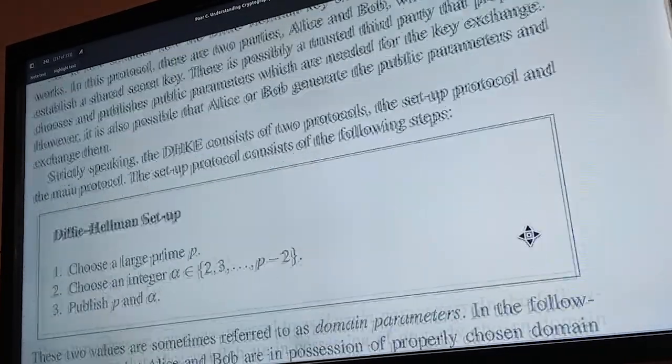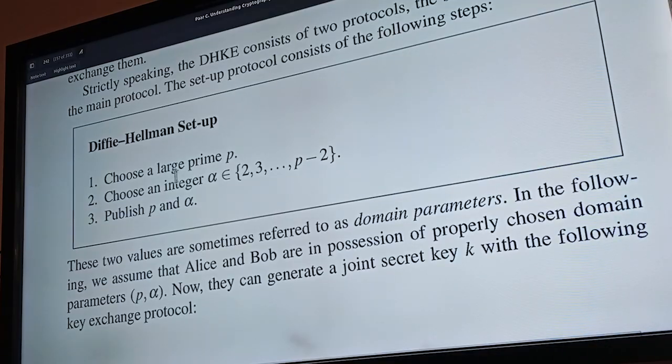So let's go to the basic setup. The basic setup is that, we said p prime, but we need a very large prime number. And we also need an integer alpha. So this integer and this prime are called the domain parameters or the public parameters.